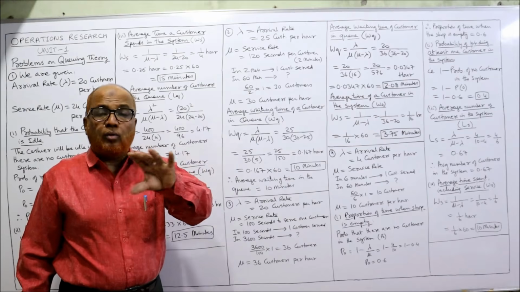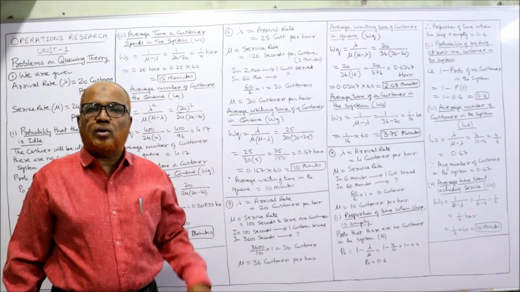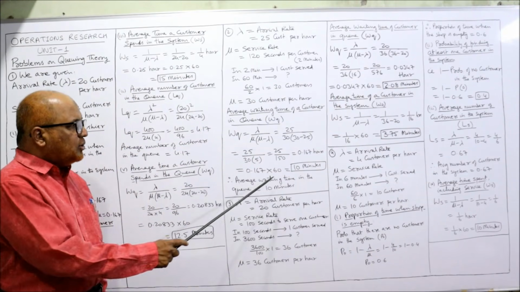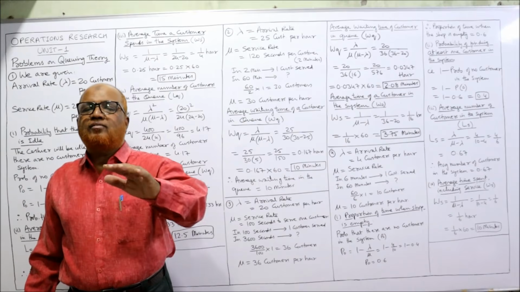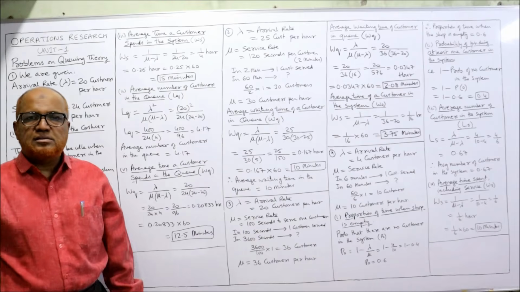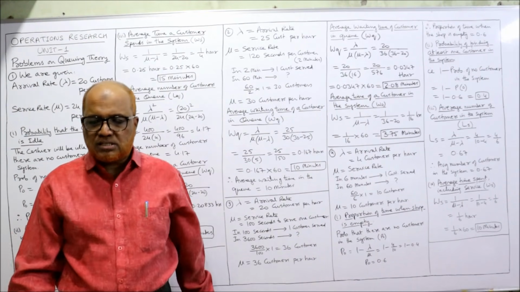0.167 hours. I have rounded off. Actually, it is 0.166666 you are getting. I have rounded off to 0.167. So into 60, because we want to convert from hour to minutes. So it comes to 10 minutes. So average time a customer spends in the queue is 10 minutes.